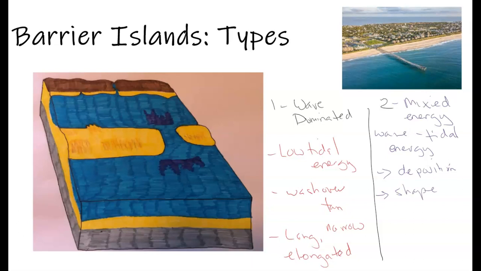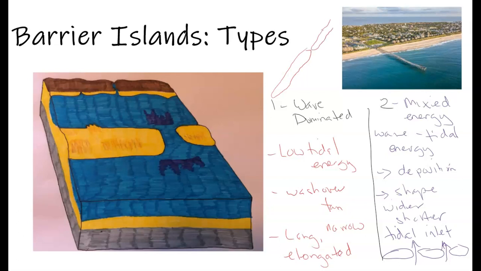So wave dominated would be more long, narrow, and elongated. This would be more like teardrop shaped, wider, not as long, and wider and shorter, with a lot more tidal inlets. So gaps in between the islands, like this. And the tides would flow in from the ocean to that area of water between the barrier islands and the coastline. Whereas the wave dominated, there will be more continuous stretch of longer things. There'll still be some tidal inlets, but there won't be as many as the mixed energy.